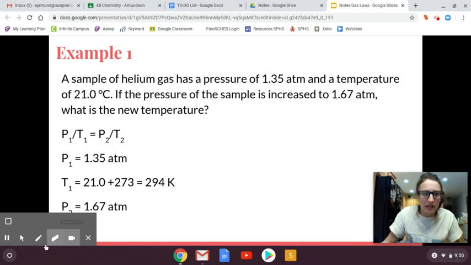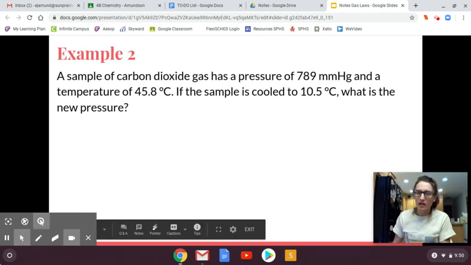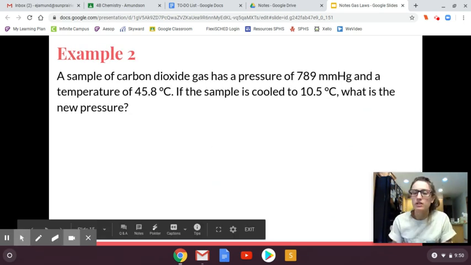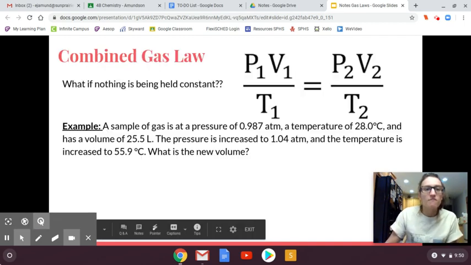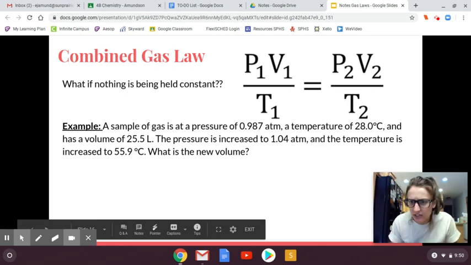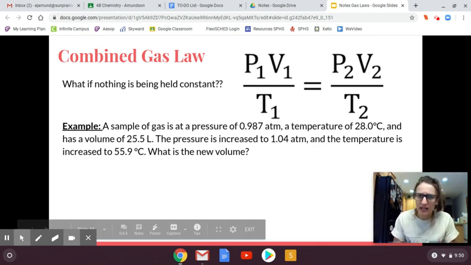So that is Gay-Lussac's law. If you want to see another example worked out, example 2 is worked out in the notes that are posted on Google Classroom, okay? Very last thing, thanks for hanging in there, guys. I know this has been a bit for the first day.